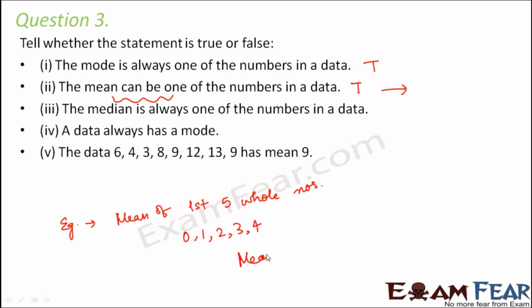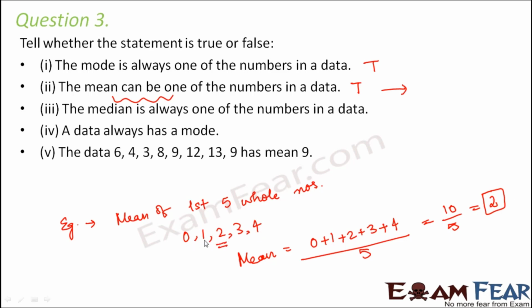So when you calculate their mean, what do you get? 0 plus 1 plus 2 plus 3 plus 4 divided by 5, because you are dealing with 5 numbers. So this comes out to be 10 by 5, which is equal to 2. So in this case, mean, which is 2, is also one of the numbers in the data. Therefore it is possible that sometimes mean can be one of the numbers in the data, but it is not necessary that mean will always be one of the numbers in the data.